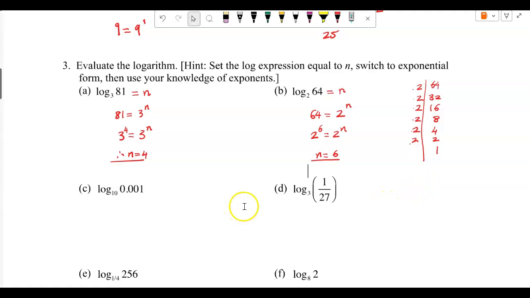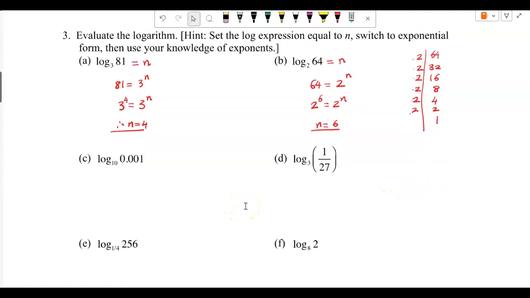Next one. Call it n. Then you push the 10, so 10 to the n. So this is 1 upon 1000, equal to 10 raised to n. 1 upon 1000 is 10 raised to minus 3, equal to 10 raised to n. So therefore n is equal to minus 3. Follow? Bases are the same, so the indices are equal. N is equal to minus 3.